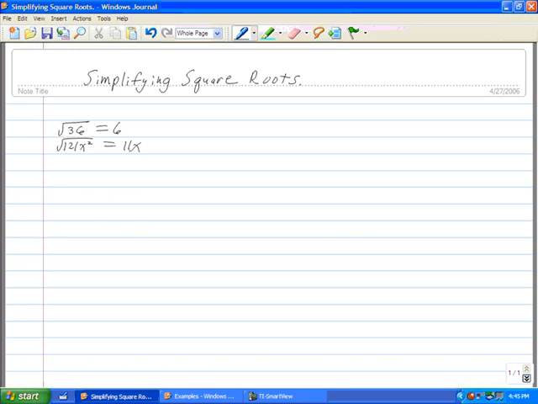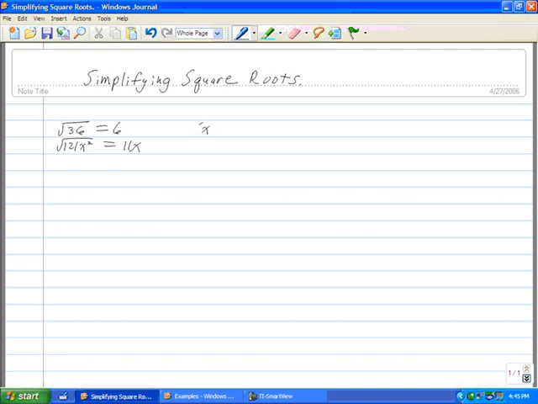Now this again is where it is very important to be able to recognize your perfect squares. Numbers like 9, 16, 25, 81, those are perfect squares, but certain variables are perfect squares as well. And it wouldn't hurt us to take a look at what some of those are.